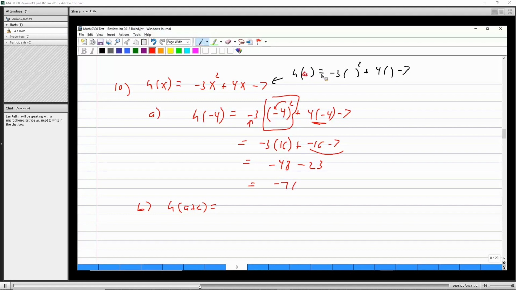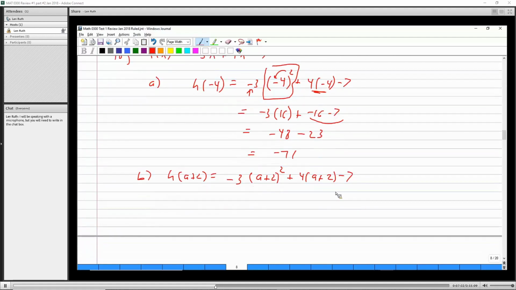So h of a plus 2 is minus 3 times a plus 2 quantity squared. You need those parentheses. You also need them here. So not putting in the parentheses when you need them is a common mistake. And if you do this blank parentheses stuff, you're less likely to make that mistake. So negative 3 times whatever the input is squared. Here it's a plus 2 squared plus 4 times the input. That's the entire input. 4 is not just times the a, but also times the 2, minus 7. And then you do the algebra.